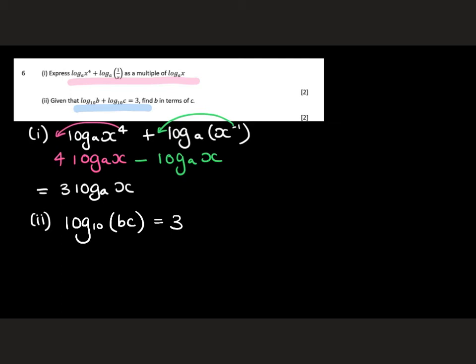Now, raise both sides so that we have 10 to the power on both sides. So on the left-hand side, this cancels the log to give us bc. On the right-hand side, we get 10 to the power 3. And this then allows us to write that b is equal to 1,000, which is 10 cubed, over c.